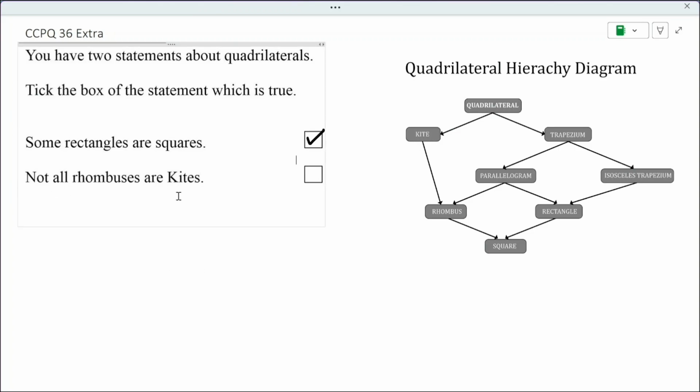So "not all rhombuses are kites" is wrong, because in actual sense, kite is parent to rhombus. Therefore, all rhombuses fall under kites, same as all rhombuses also fall under parallelograms. So this second statement is incorrect, so you leave it empty.